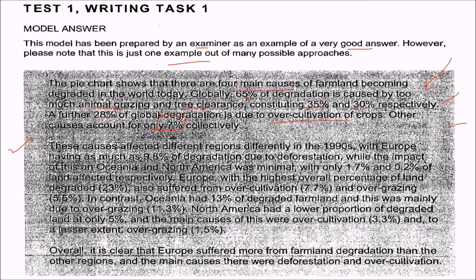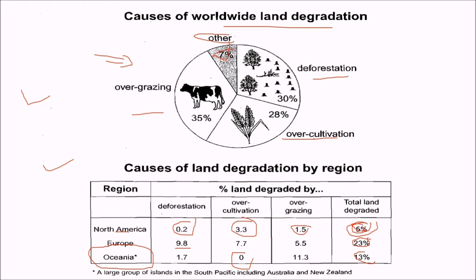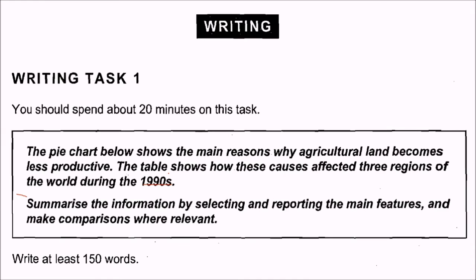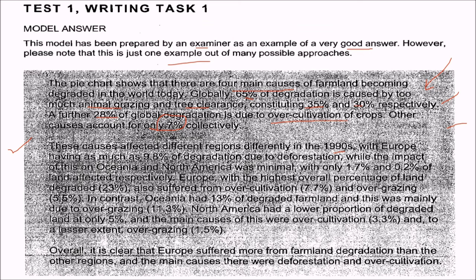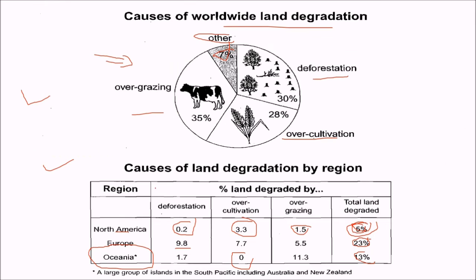These causes affected different regions differently in the 1990s. The year is also given, so try to mention this. Europe had as much as 9.8% of degradation due to deforestation, while the impact of this on Oceania and North America was minimal, with only 1.7% and 0.2%. So what the writer has tried to do is compare: as against these two values, Europe's value is quite high.